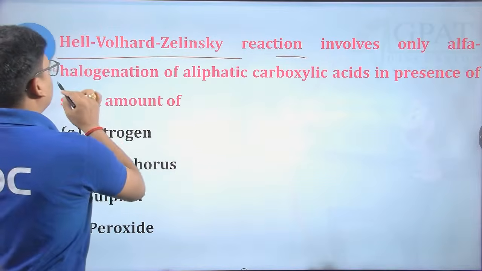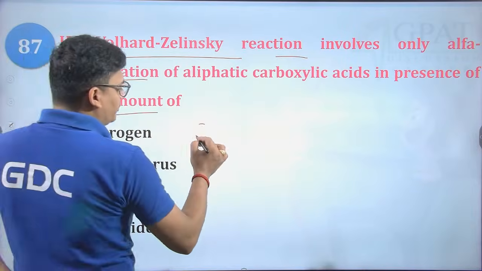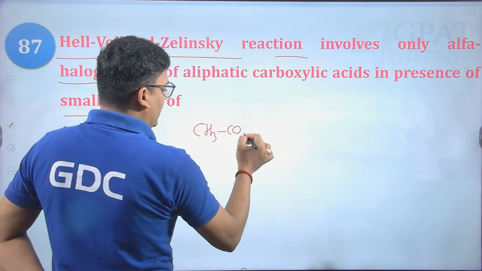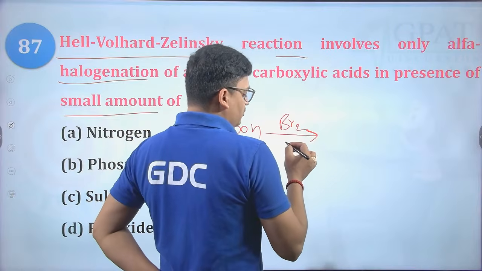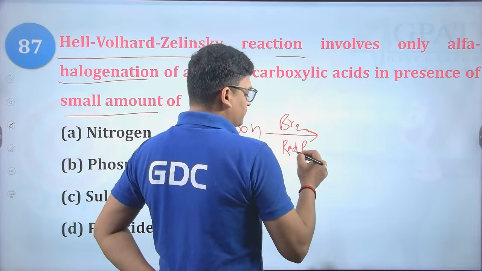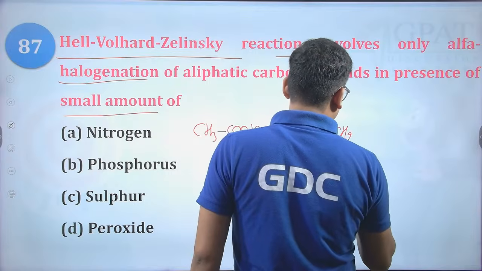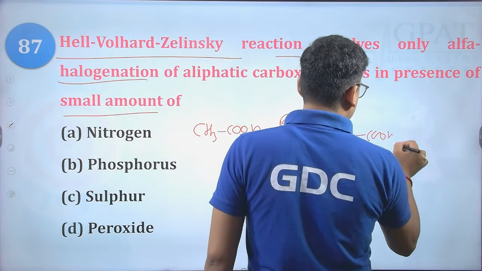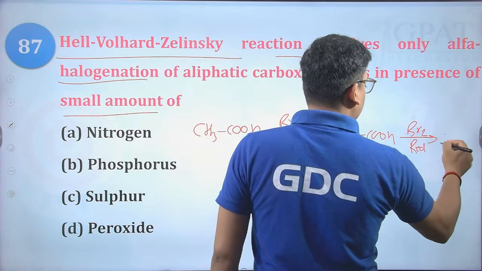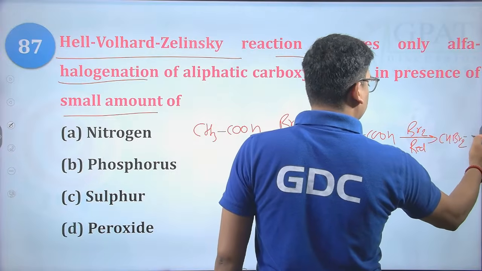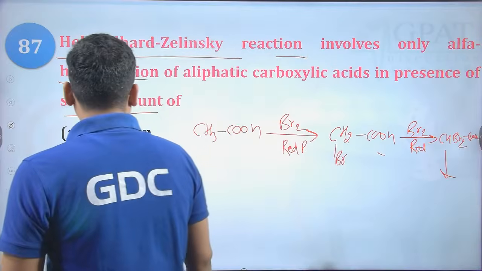HVZ reaction involves only alpha halogenation of aliphatic carboxylic acid in the presence of a small amount of... So we are having what? Suppose we are having this carboxylic acid and we are having halogenation. Suppose we are having Br2 in the presence of what? Red phosphorus. So in presence of red phosphorus, we will be having alpha halogenation of carboxylic acid, and we will be getting CHBr2COOH, and further CBr3COOH.